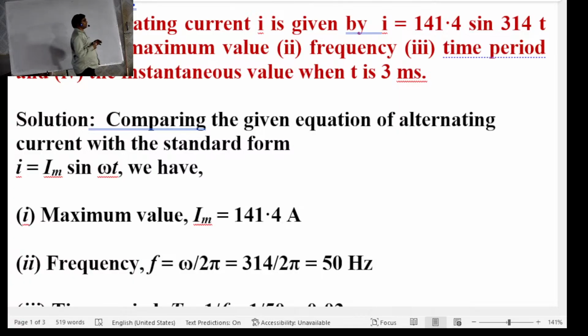It's very easy. What is the formula for I? For AC circuits, I is equal to Im sin omega t. So compare the general equation with the given equation. Okay, note down the values. What is the general formula? I is equal to Im sin omega t.